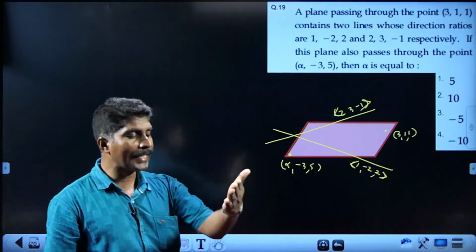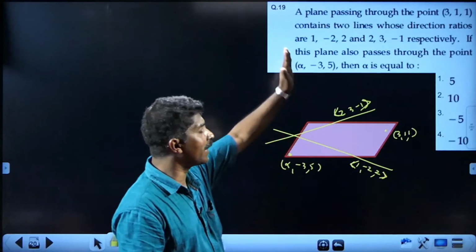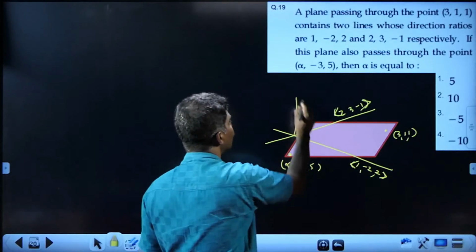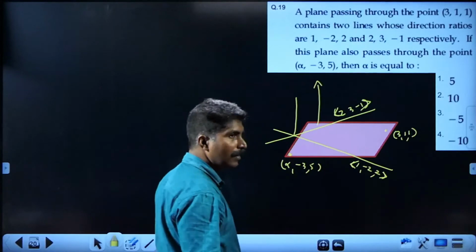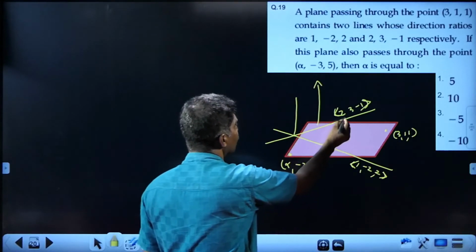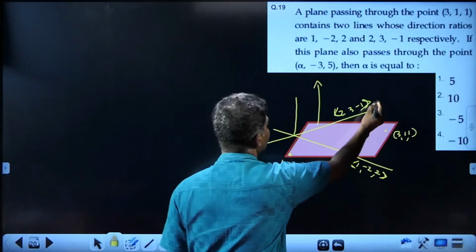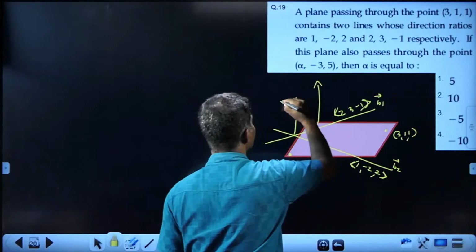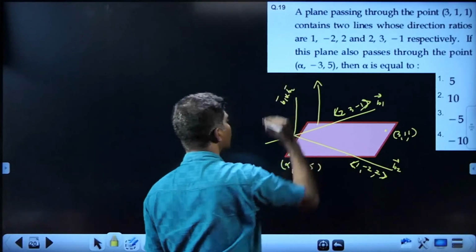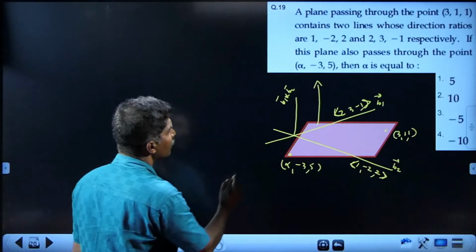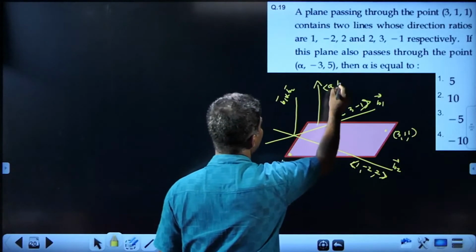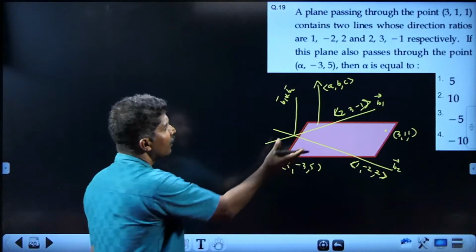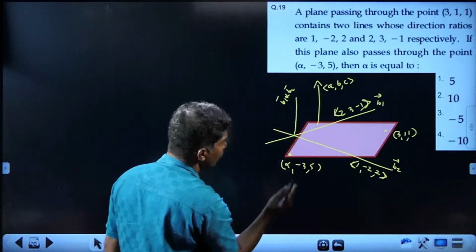To get the equation of the plane, we need the direction ratio of the normal. How will you get the direction ratio of the normal? This is the normal to the plane. That normal is nothing but a cross product. Suppose that this is B1 and this is B2 vectors. It is nothing but B1 cross B2. That we can easily calculate. Suppose that A, B, C is the direction ratio of the normal to the plane, then B1 cross B2, its direction ratios we have to calculate very easily.